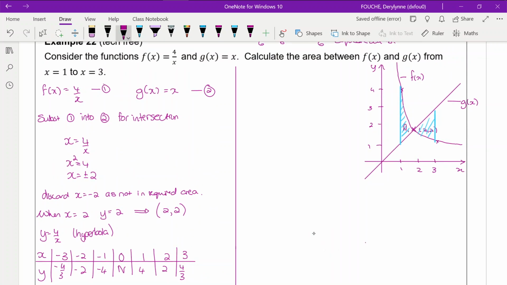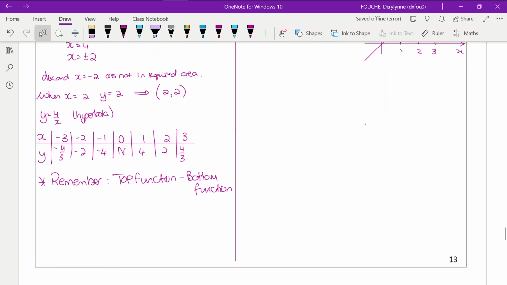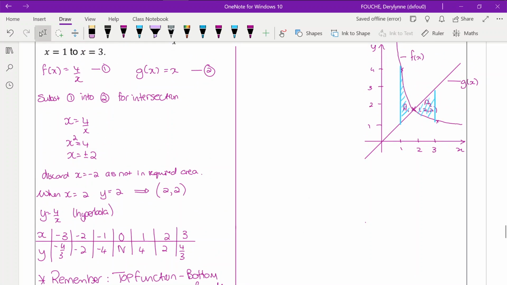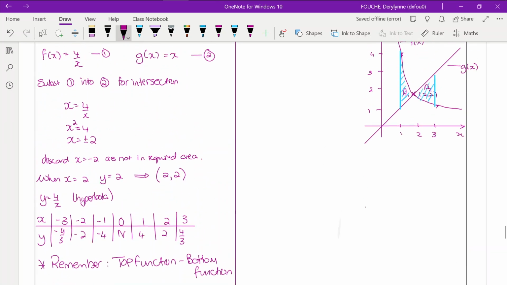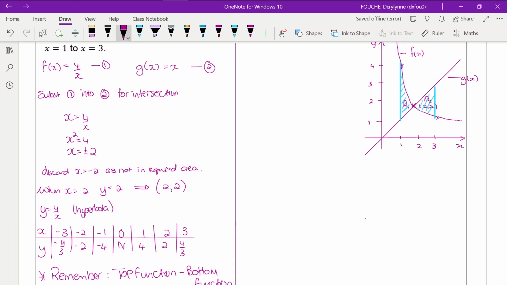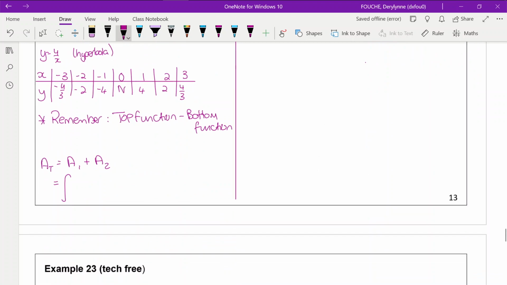So let's call this area 1, we'll call this area 2. So our total area is going to be area 1 plus area 2. Okay, but now area 1, have a look, f of x is above g of x. So that means I'm going to have f of x minus g of x. So I have the integral. Now, we're only going between 1 and 2 because that's where that area is. So it's the integral from 1 to 2 of f of x minus g of x dx.